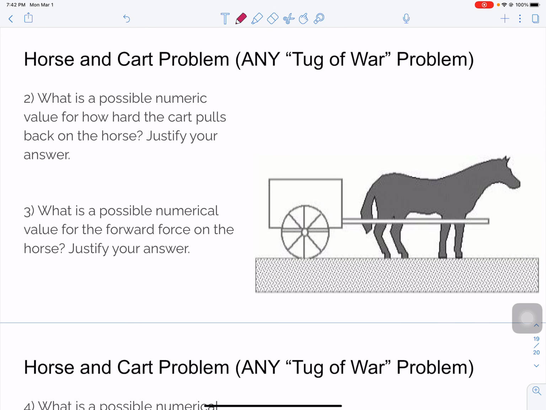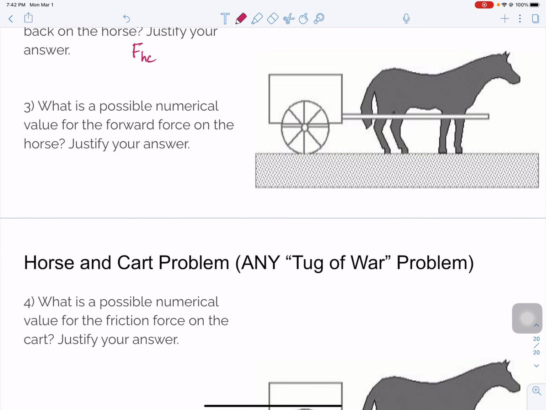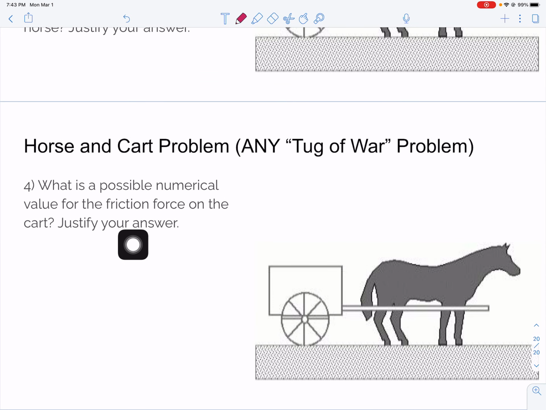Number 2: what is a possible numeric value for how hard the cart pulls back on the horse? What this is looking for is the force on the horse by the cart. Justify your answer. What is a possible numerical value for the forward force on the horse? There's actually a range of values, with a minimum value, so there are lots of numbers this could possibly be. You just have to give one and justify your answer. And then, what is a possible numerical value for the friction force on the cart? Again, there are multiple possible answers. You just have to give one of the answers and say why it is correct.